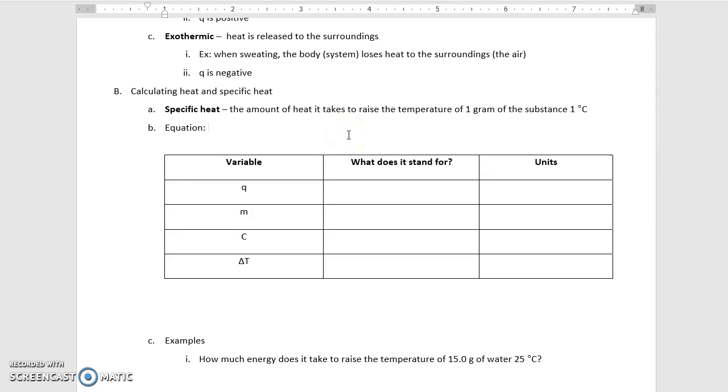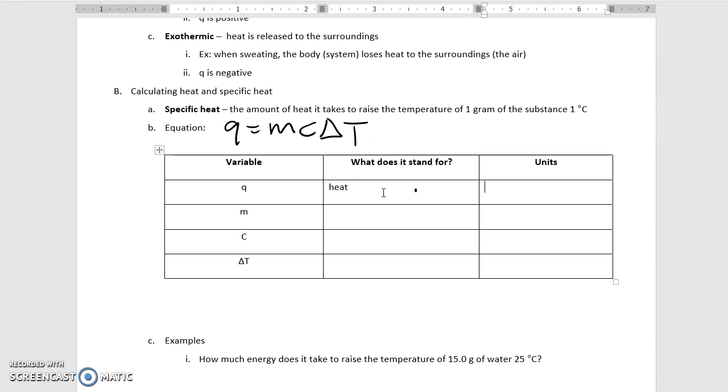For our equation, we're going to deal with the following variables: Q, M, C, and delta T. Our equation is Q equals M, C, delta T. All of the variables are in this table, so we're going to take a minute to define them. Q stands for heat, and it's measured in joules. All of the units are going to be important, just as they are in any other unit. M is mass, measured in grams. C is the specific heat variable, and the units for this are joules per gram degree Celsius.